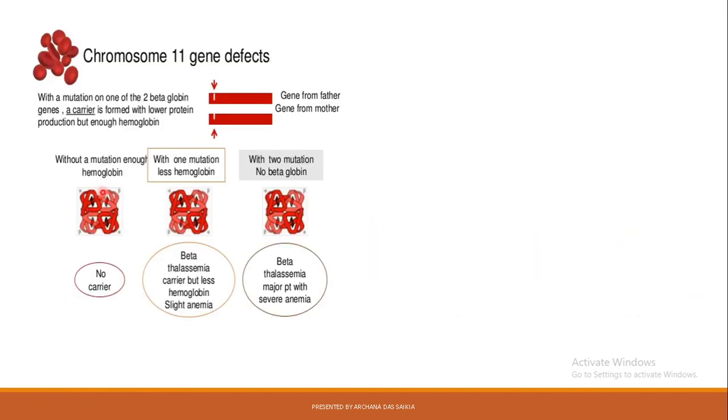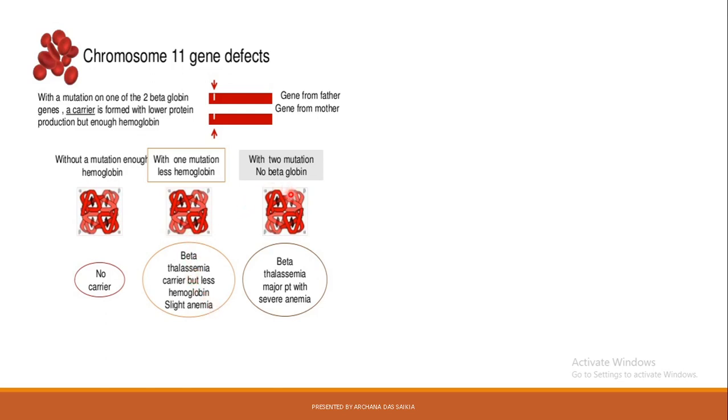So here again, chromosome number 11, gene defects. When there is a mutation on one of the 2 beta globin genes, a carrier is formed, with lower protein production but not enough hemoglobin. As I had been mentioning, without a mutation, there is enough hemoglobin, it's quite normal. Chromosome number 11 carries the normal beta globin gene. Suppose one gene is affected, what will happen? Beta thalassemia carrier, but less hemoglobin, slightly anemic.